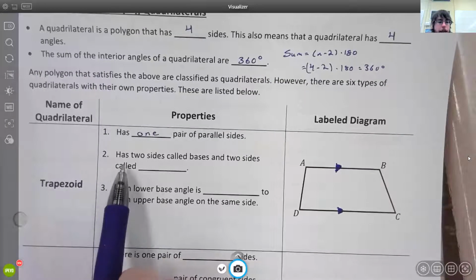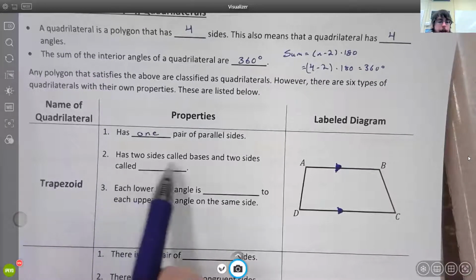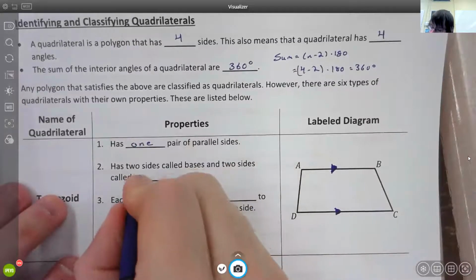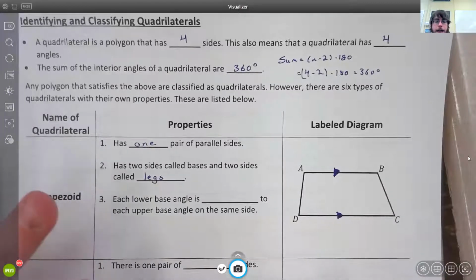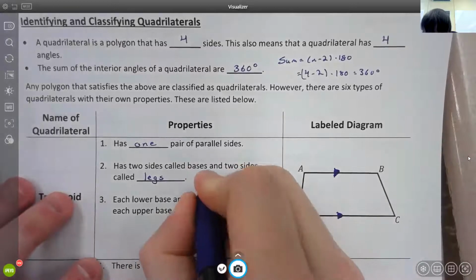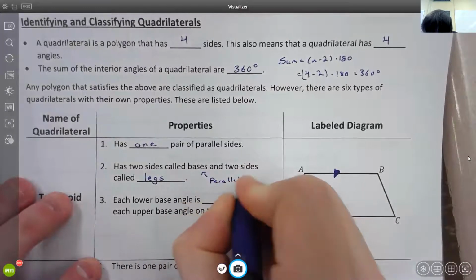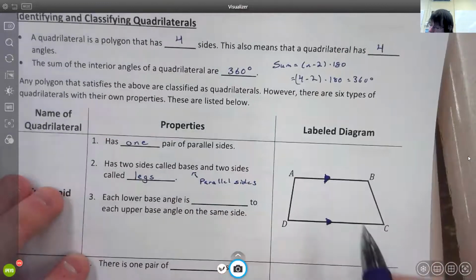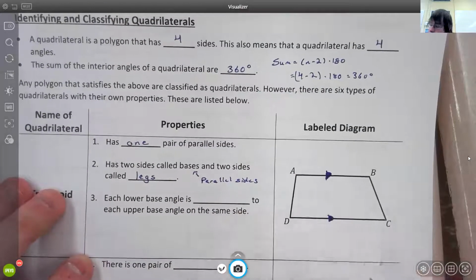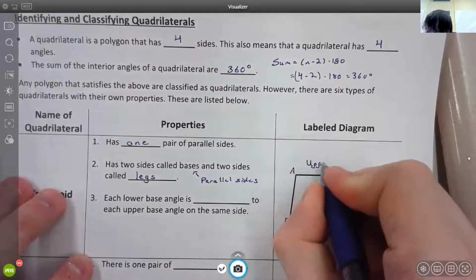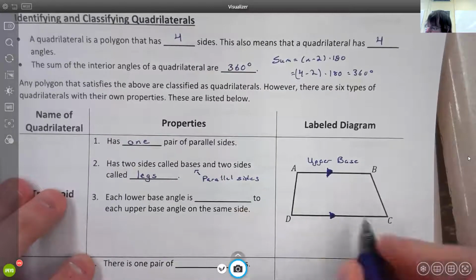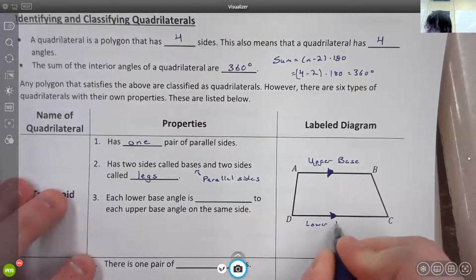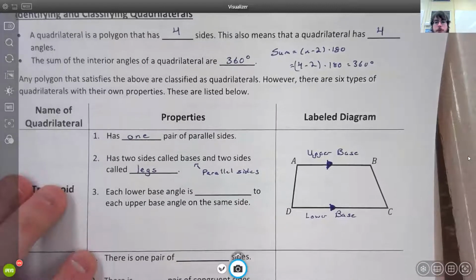All right, our second property, it has 2 sides called bases and 2 sides called legs. Now the bases are what it sits flat on, okay? So the bases are always the parallel sides. And we actually call the one up here, the one that's towards the top, the upper base. And we call the bottom one the lower base. Okay?